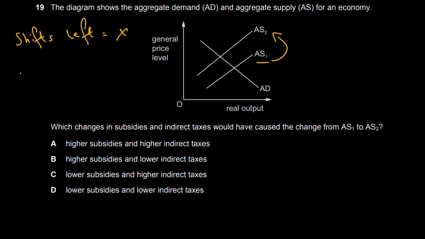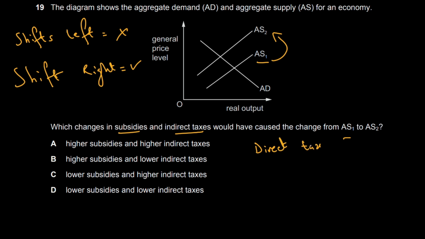However, when our aggregate demand or aggregate supply curve shifts right, this is good. Which changes in subsidies and indirect taxes would have caused that change from AS1 to AS2? One thing that you should know is that direct taxes that the government imposes on consumers directly are progressive, while indirect taxes that are imposed on manufacturers and producers are regressive.